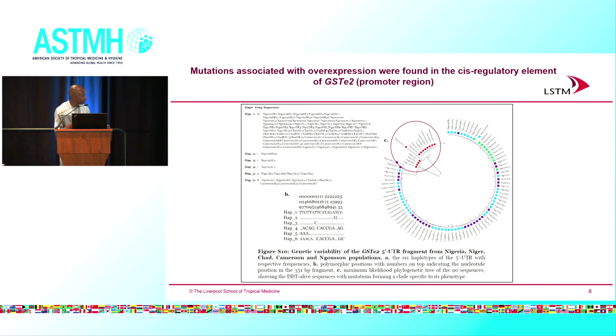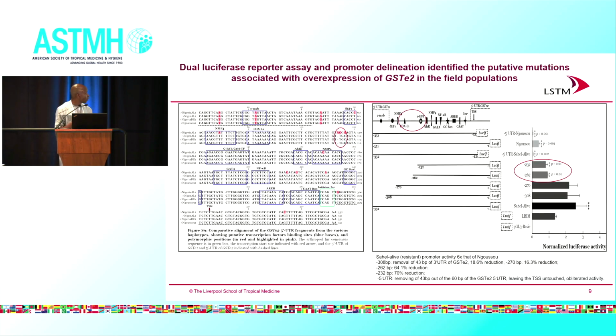But there is another cluster which contains some sequences from all the 4 countries, which are all from the alive mosquitoes. So when we saw that, we took the predominant sequence from this cluster to the next step to try to functionally characterize the promoter. To do that, we cloned the predominant sequence, one from the dead, and one from Ndoso into a pGL3-based vector to transfect into insect cell lines, and we did a dual luciferase reporter assay to see what happens in terms of promoter activity.